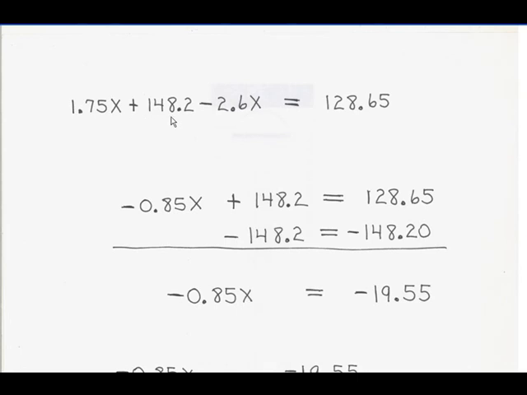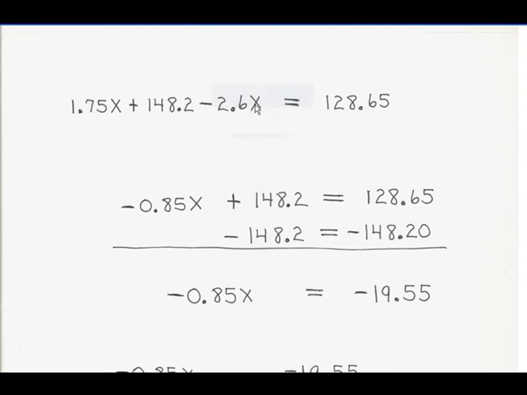Now, after multiplying the expression 57 minus x by 2.6, we end up with 1.75x plus 148.2 minus 2.6 times x equals 128.65. So this is what we get after multiplying the expression 57 minus x by 2.6.